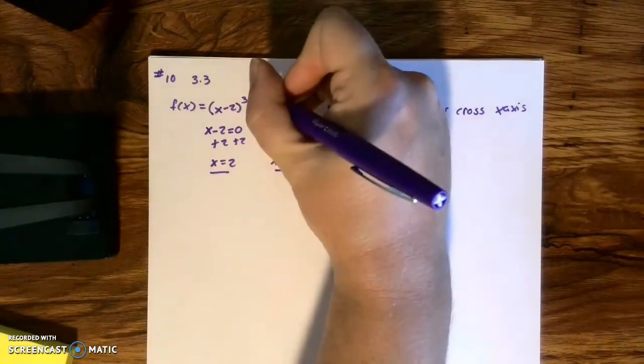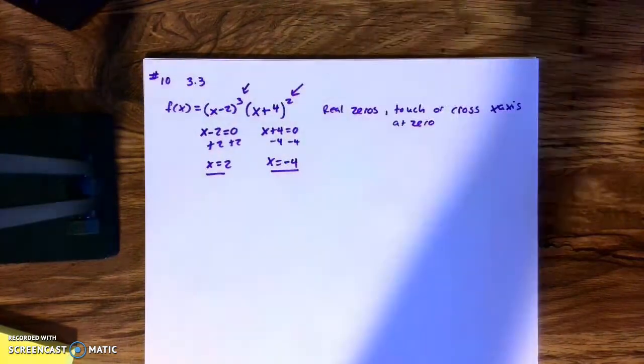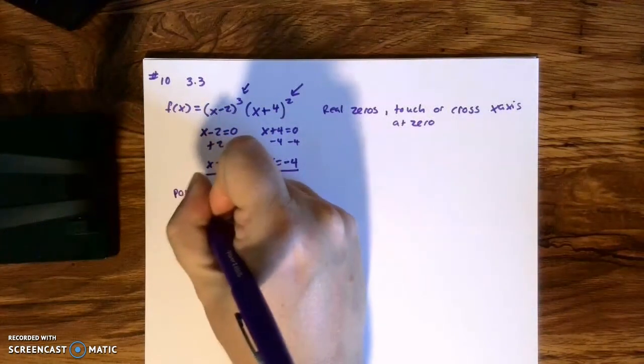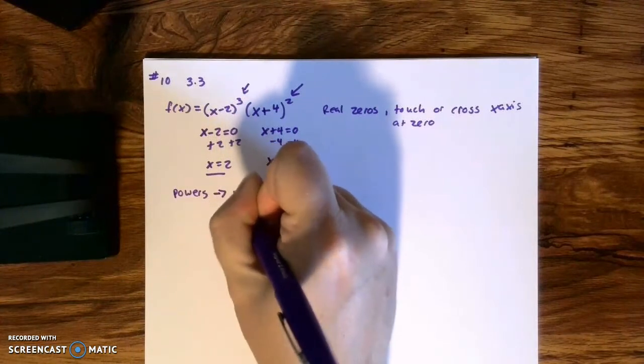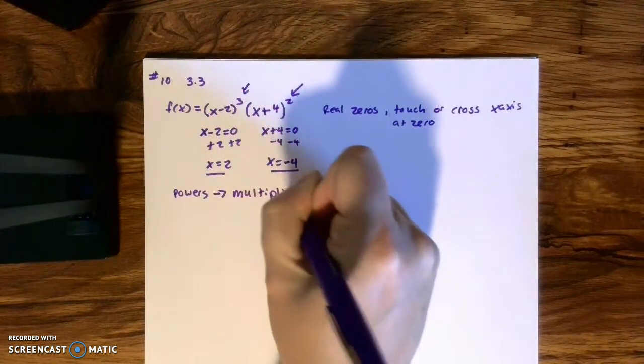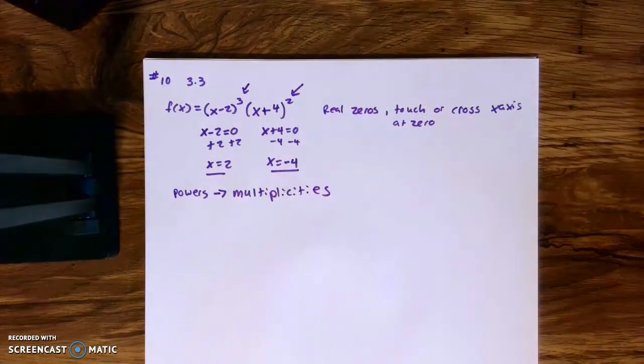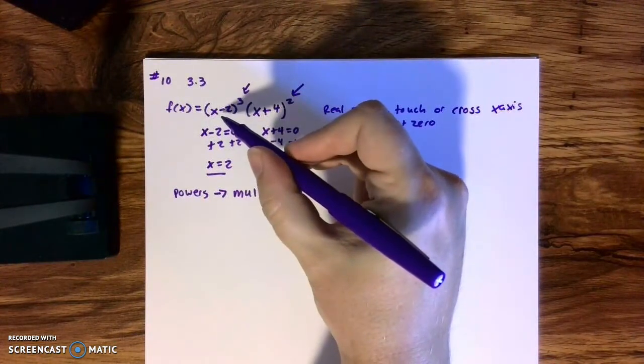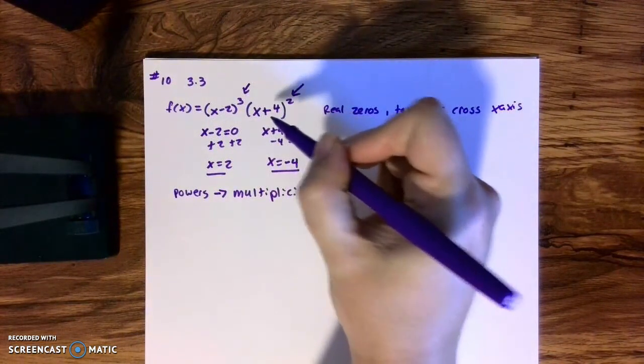So now we got to figure out what happens at these zeros. So we're going to check out right there. We're going to look at their exponents. The powers are the multiplicities. That's how many times does this 0 appear in factored form. So we were using exponents up here just to make it quicker to write, but I could have wrote x minus 2 3 times and x plus 4 2 times.